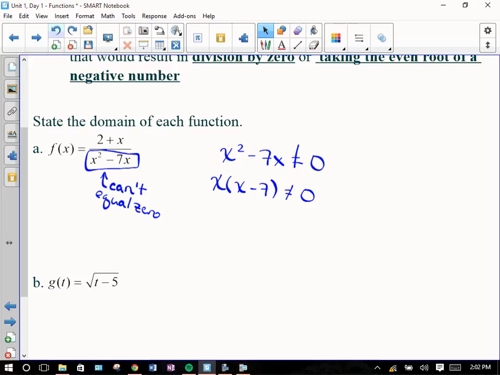Okay? This is a number if I put a number into it, and this is a number if I put a number into it. So one of these has to be 0 to make this equal to 0. So what I know is this. I know x cannot equal 0. I know x minus 7 cannot equal 0. Okay, so x can't be 0, and x can't be 7.